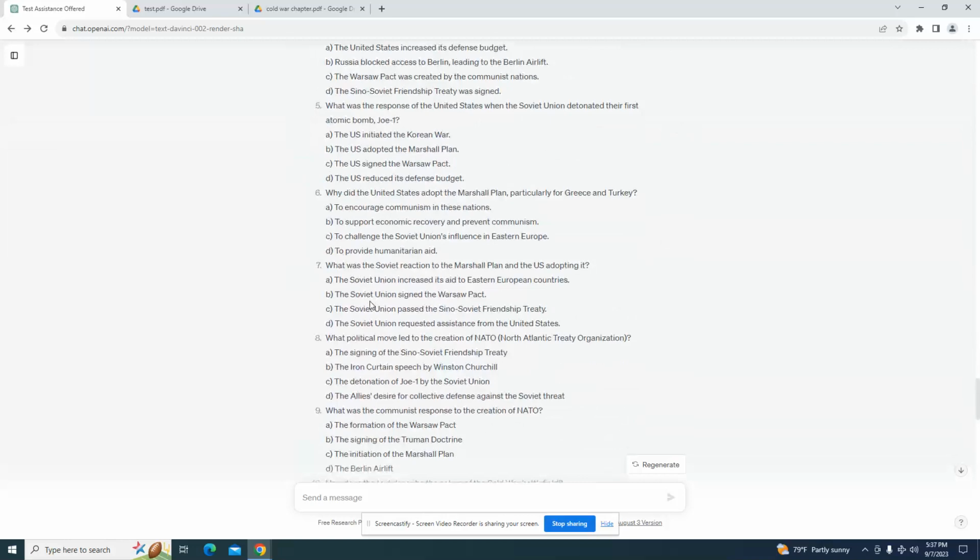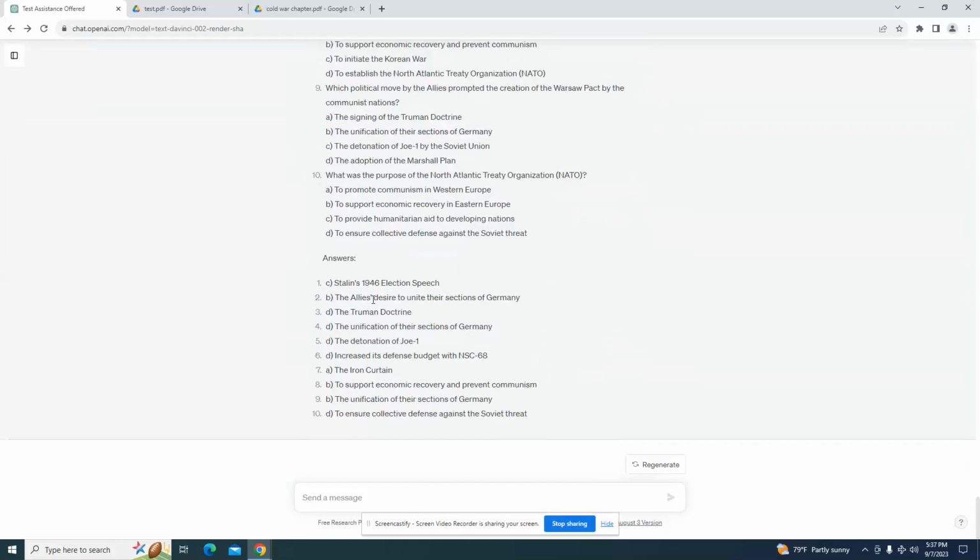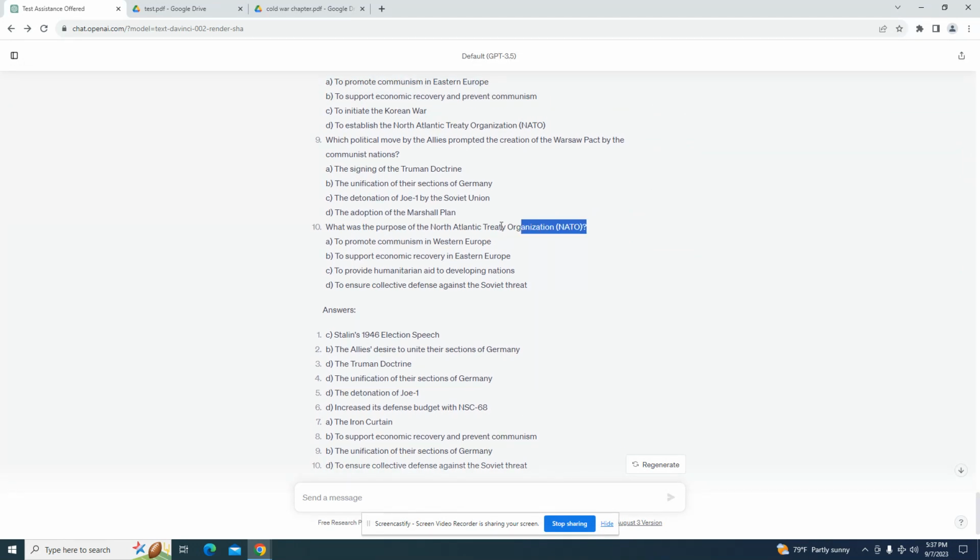So again, definitely a strategy you can use, but make sure you give it some clear directions as far as to focus just on your notes, or you could just disregard it if it gives you a question that isn't about something in your notes. If it asks about NATO and we know NATO is not in the notes, then don't use it.